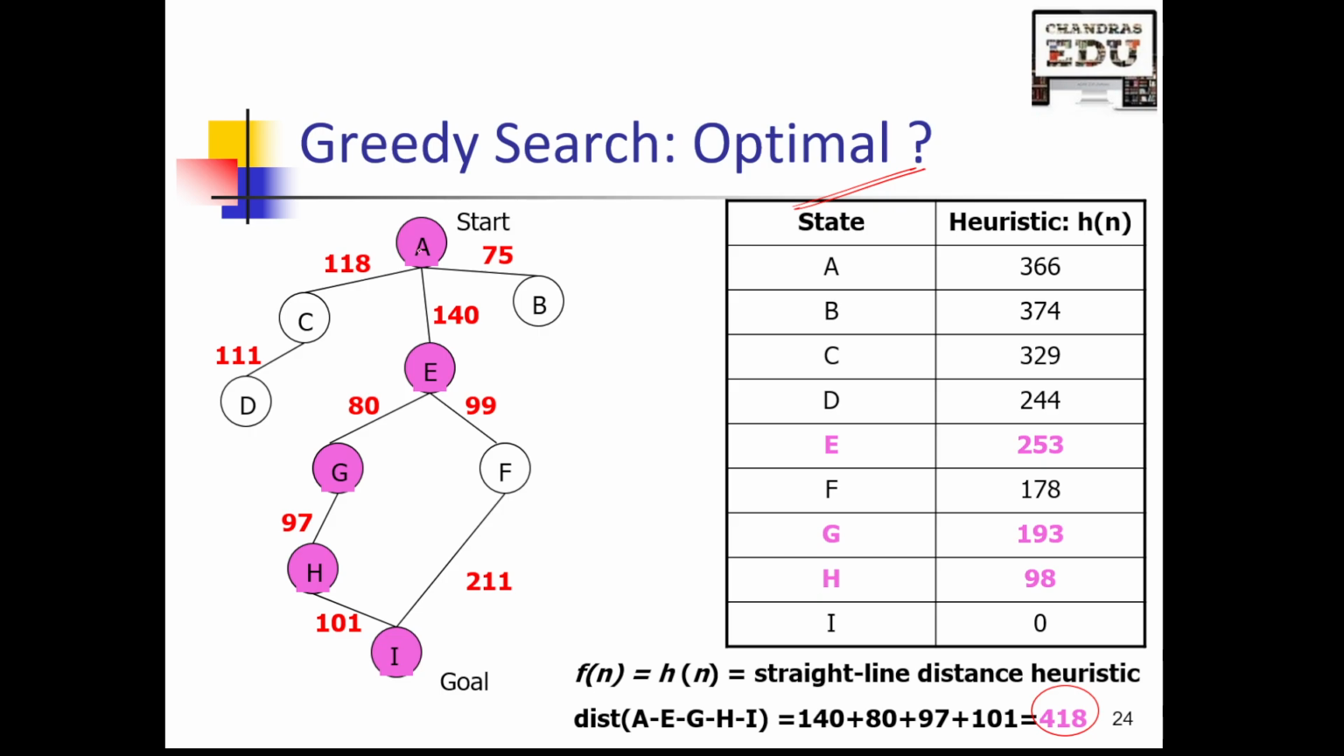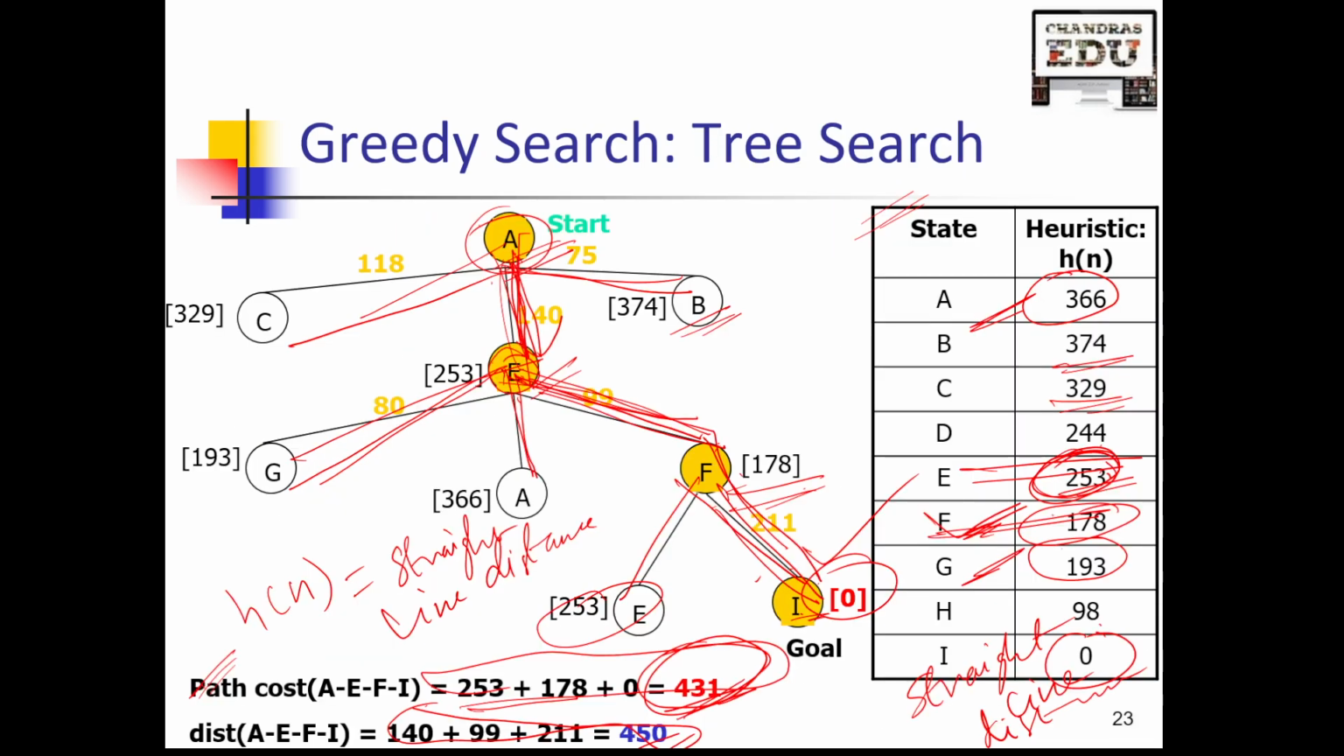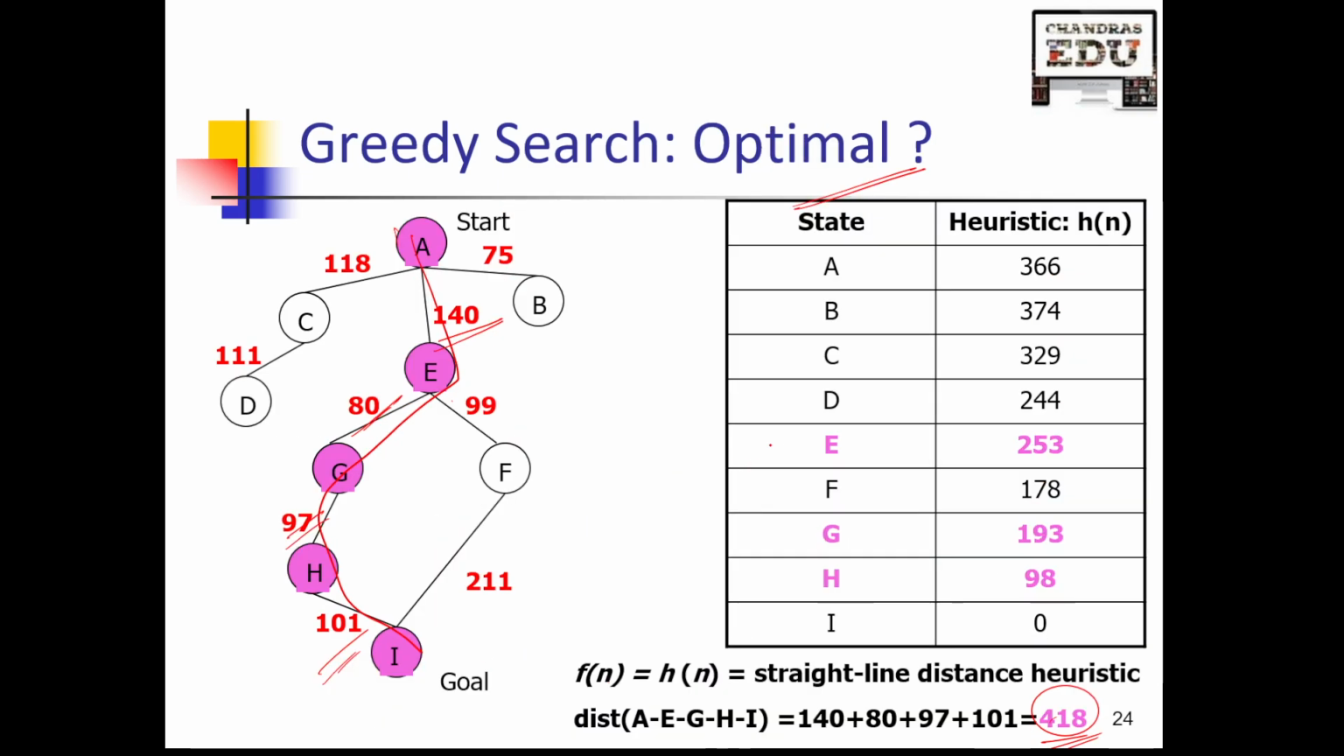Suppose we take this other path from A, E to reach the solution. If we consider the normal path cost distance, 140, 80, 97 and 101, that will be 418 itself. With the other path the normal distance is 450, and here it is 418.